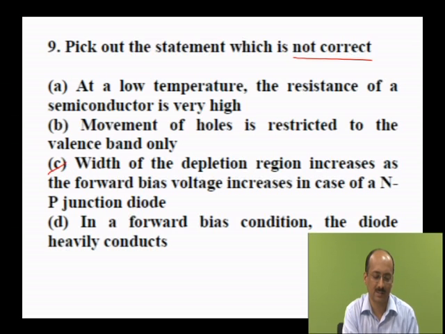You can just check the last one. In a forward bias condition, the diode heavily conducts. This is true because in the forward bias condition, the depletion region width decreases, enabling majority charge carriers to move across the junction, enhancing the conductivity. So the answer for this question is the third choice, C.